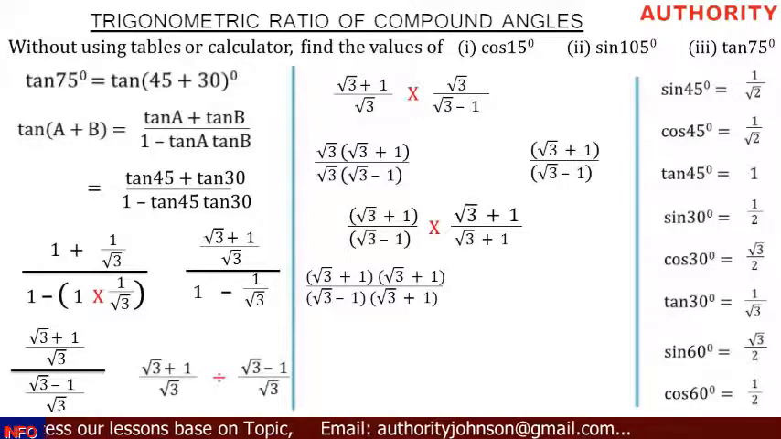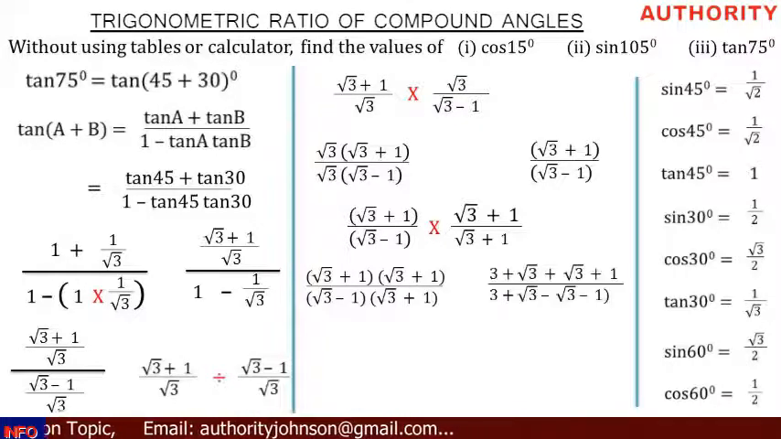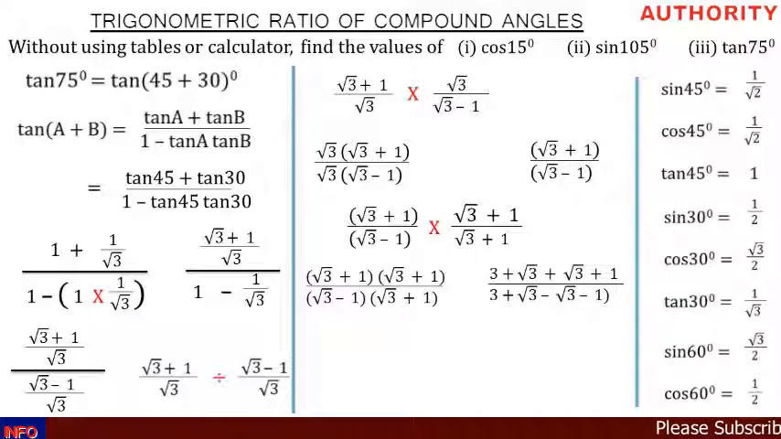So in the first bracket, we have root 3. Root 3 multiplied by the root 3 in the next bracket is going to give us 3. That is, when you say root 3 times root 3, it's going to give us 3. Then root 3 in the first bracket multiplied by 1 in the second gives us root 3. Then 1 in the first bracket multiplied by root 3 in the second bracket gives us root 3. And then 1 times 1 gives us 1. So in our numerator, we have 3 plus root 3 plus root 3 plus 1, all over.